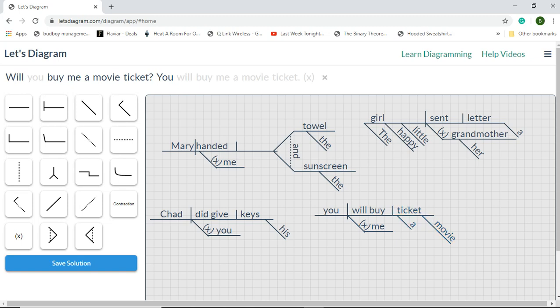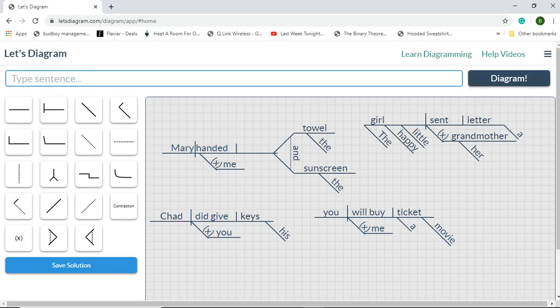Alright, guys. Now, let's move to number 5. Last one for the day. Sharon and Paul. Paul should be capitalized. Sharon and Paul bought their cat a new collar and some catnip.